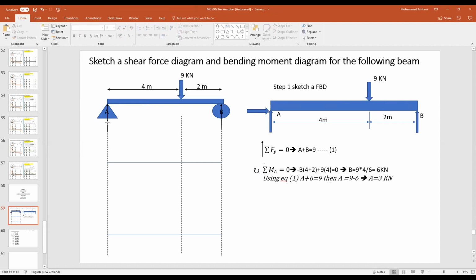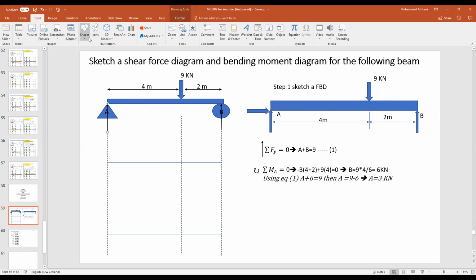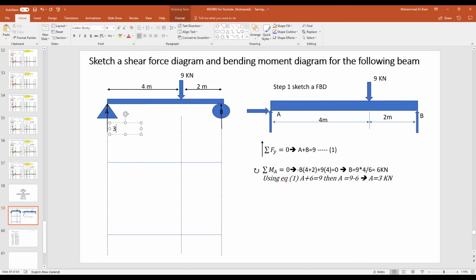So when we found those values, we just came to this diagram here and we write the value for A is 3 kilonewtons. And then the value for B is 6 kilonewtons. Very straightforward. So to sum up what we learned from non-concurrent forces: we're applying summation of forces in the vertical direction, y-axis, and taking a moment about one of the points so we can find the other value, and then we go through it.